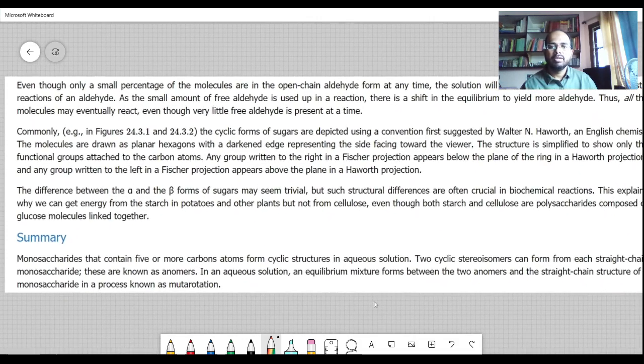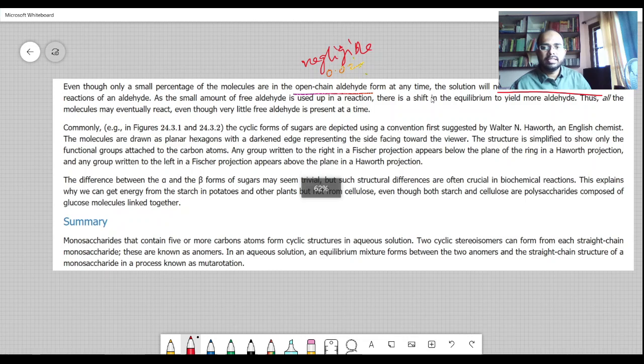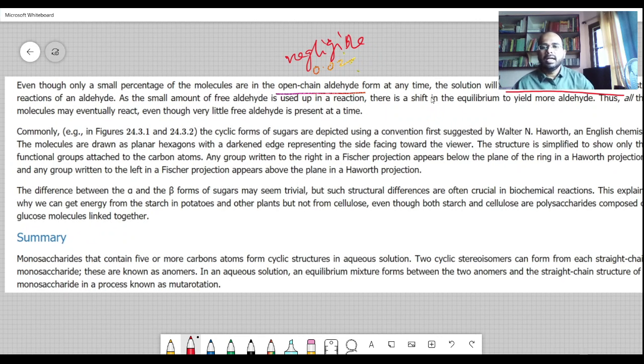Even though a small percentage of the molecules are in the open chain aldehyde form, I think we just saw this as 0.02%, right? It should be negligible. The solution, in spite of that, exhibits characteristic reactions of aldehyde. As the small amount of free aldehyde is used up in the reaction, there is a shift in the equilibrium to yield more aldehyde.